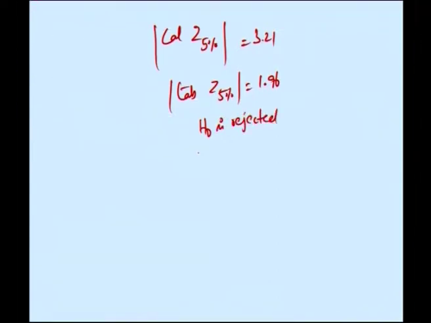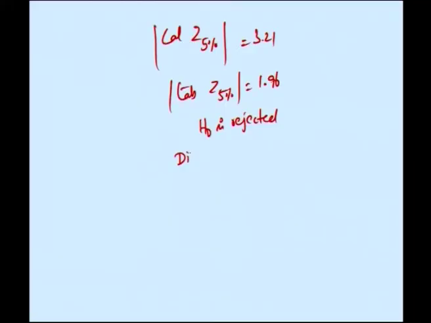So, the ultimate question asked is: is the difference between two proportions significant? The answer is that H naught is rejected. H naught being rejected means H1 is accepted. So, the difference between two proportions is significant.